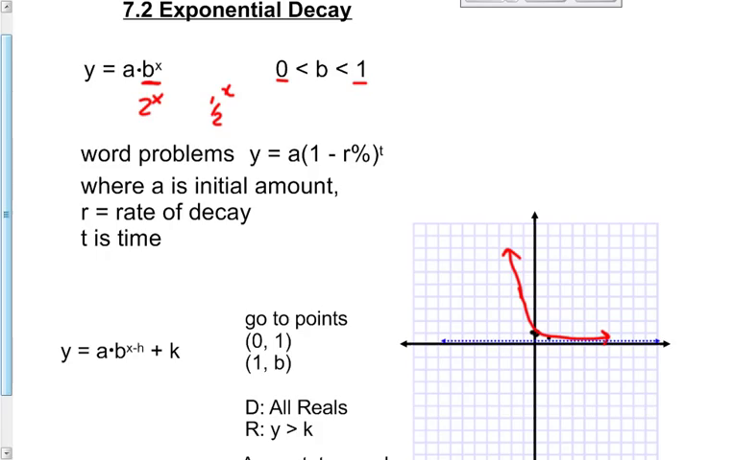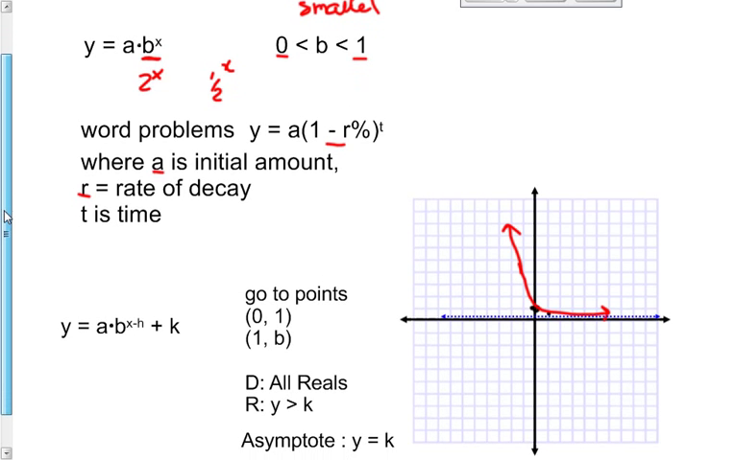The word problems we're going to change. Instead of 1 plus the rate, since decay means it's getting smaller, we're going to do 1 minus. We'll do 1 minus the rate when we write our equations. We will still have a as our initial amount. We'll have an r value, a percent value for the decay. Remember to change that into a decimal. And then t will stand for time.